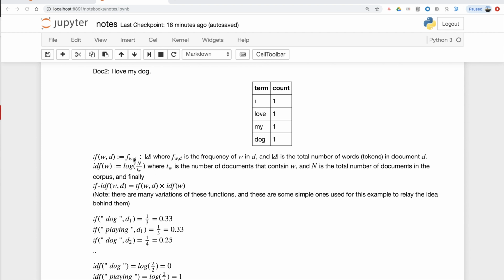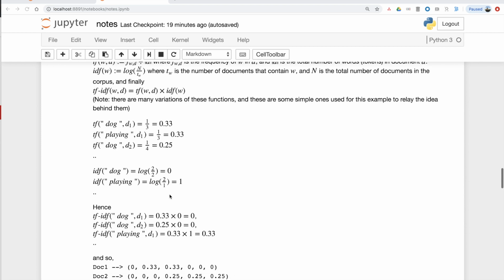You can see that other variations come from the same idea. Term frequency of a word in a document is defined as the number of times that word appears in that document, essentially the frequency of that word, divided by the number of tokens in that document D. So essentially it's normalizing with respect to the length of that document. And inverse document frequency of word W is defined as the log of the total number of documents in the corpus divided by the total number of documents containing that word W. TF-IDF means we multiply these two functions together.